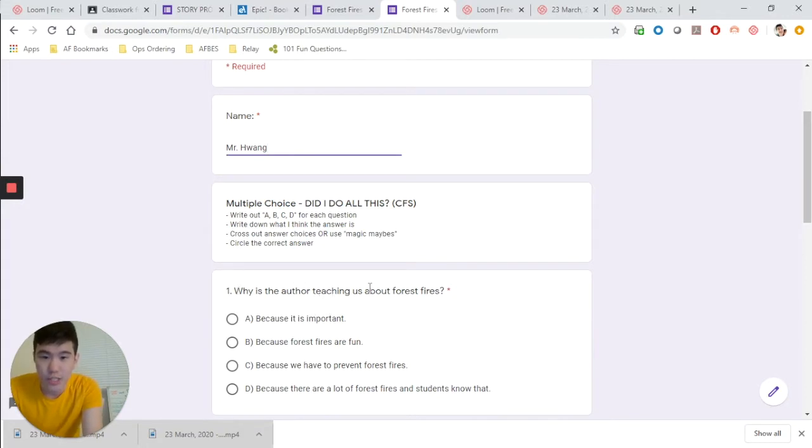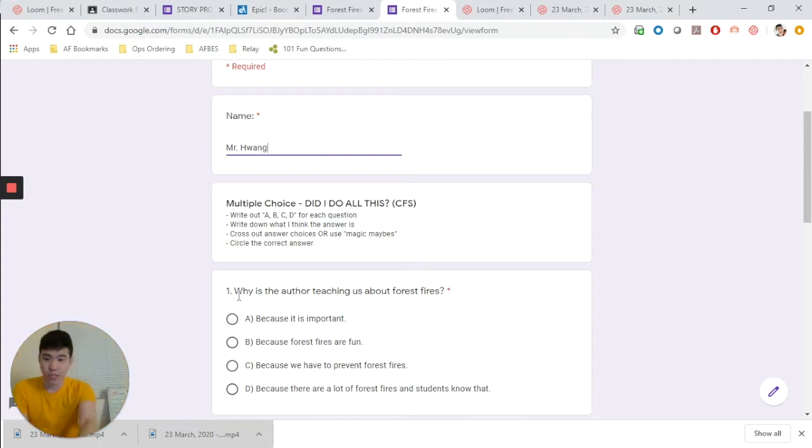Why is the author teaching us about forest fires? If you look up here, you'll notice that Mr. Huang gave you the things that we'll be grading you on. The first thing is we read through the question. So why is the author teaching us about forest fires? Well, I would number that number 1 on my piece of paper, just like this.